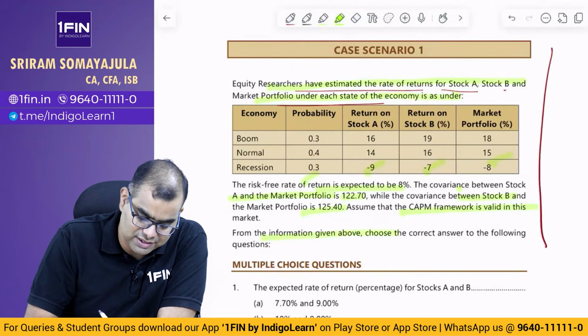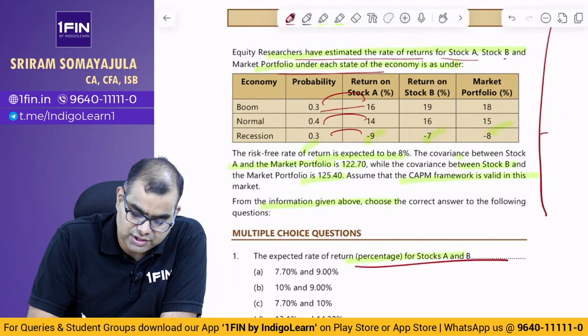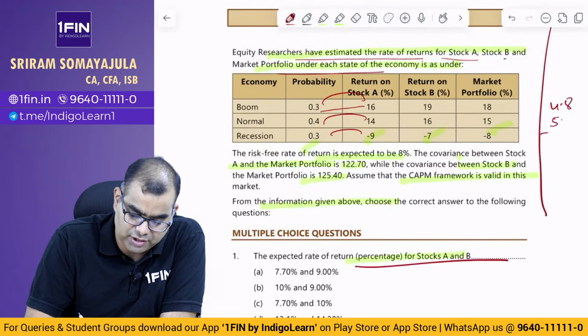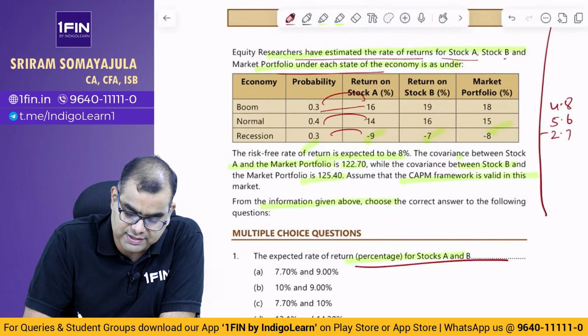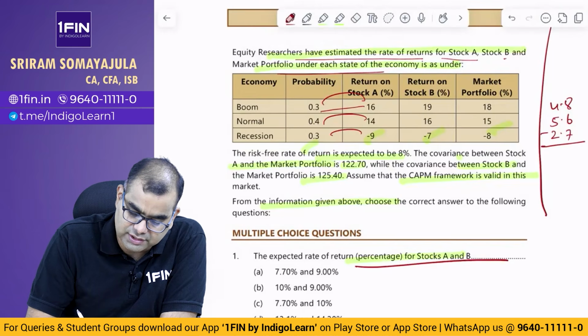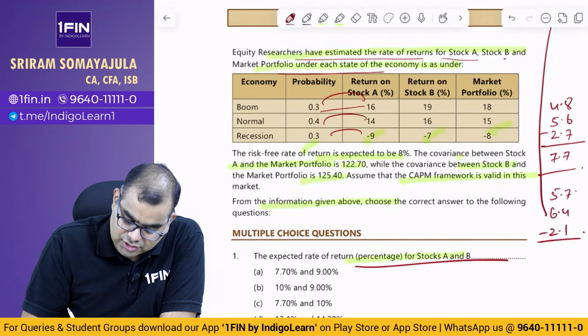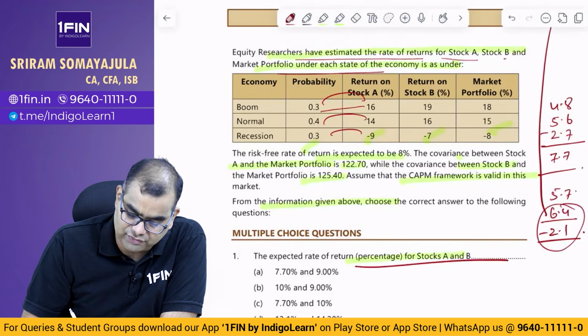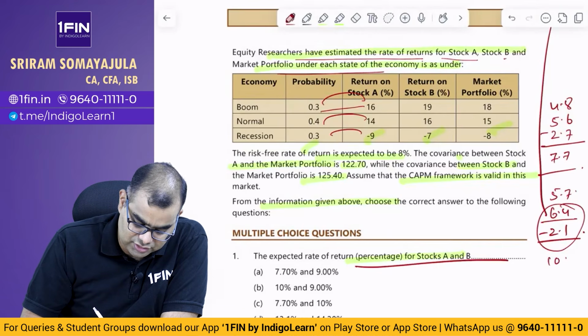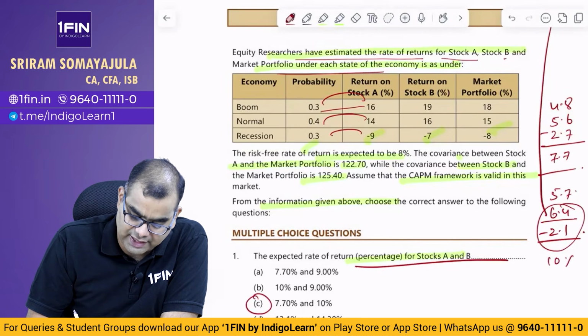This is very simple, it is just a product of these two. 0.3 into 16 is 4.8. 0.4 into 14 is 5.6. 0.3 into minus 9 is minus 2.7. So you add all of this, and stock A is 7.7. What is stock B? 19 into 0.3 is 5.7. 16 into 0.4 is 6.4. 7 into 0.3 is 2.1. So this makes it 5.7 plus 6.4 plus 2.1, which is 10. So the correct answer is C, 7.7 and 10%.